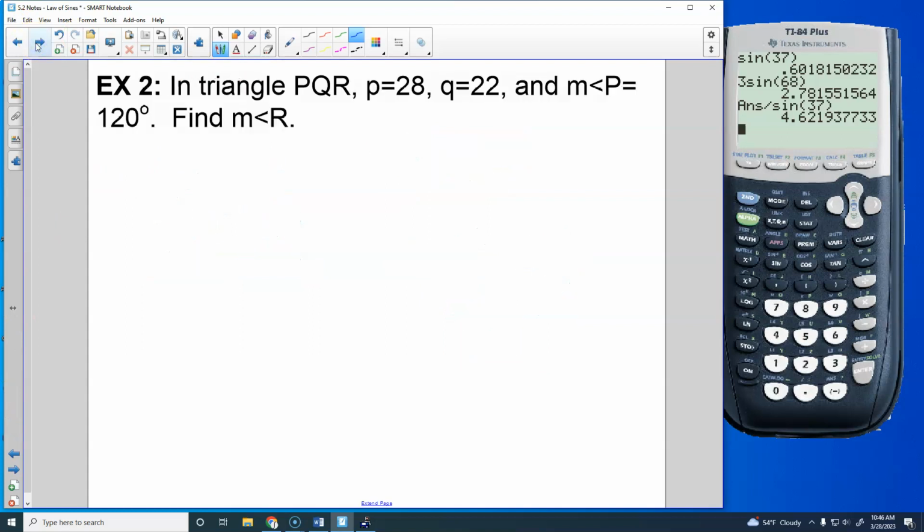Okay, some of the problems you're going to get are not going to give you a picture of the triangle. Instead, they're going to tell you something like triangle PQR, and then they'll give you lowercase p's and measure of angle P's. I've typed M because I don't have an angle symbol. It would really look like this, measure of angle P. So you'll see this in textbooks. That means measure of angle P equals 120.